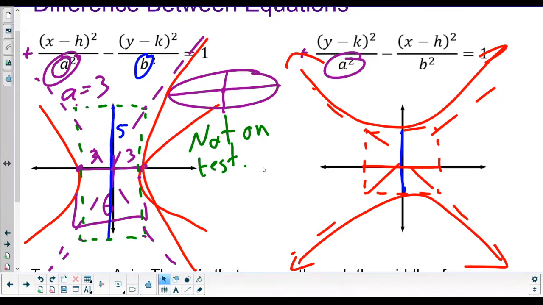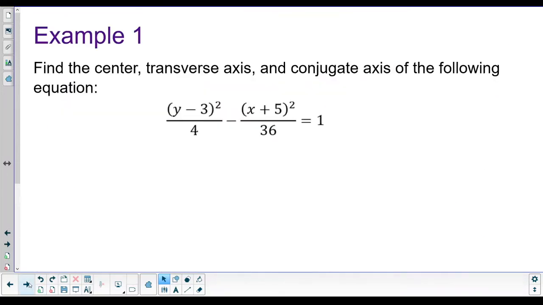All right, so now that you're thoroughly discouraged, let's look at some easy examples to build you back up and make you feel like maybe you kind of got this. All right, example number 1. We want to find the center, the transverse axis, and the conjugate axis.